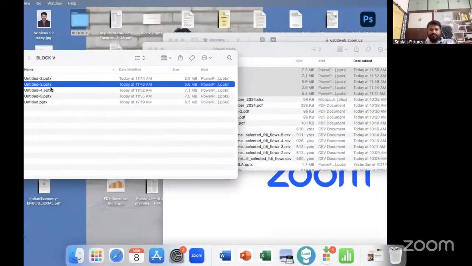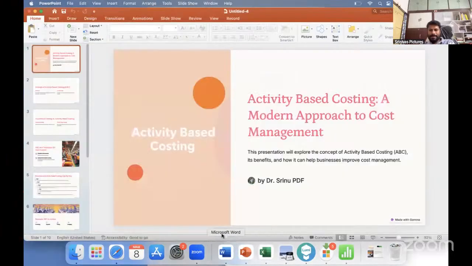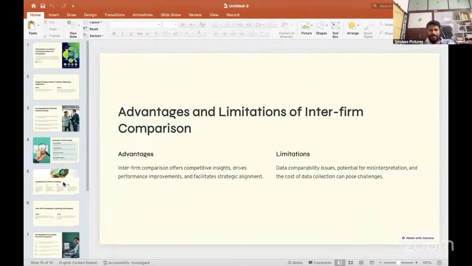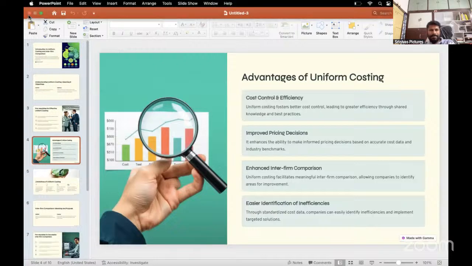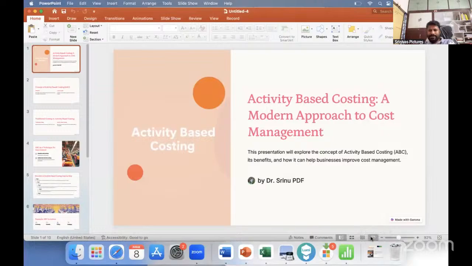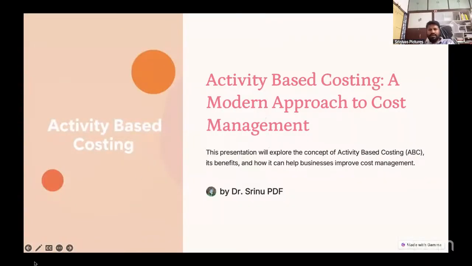Next one is activity based costing. That is Unit 16. So activity based costing, a modern approach.